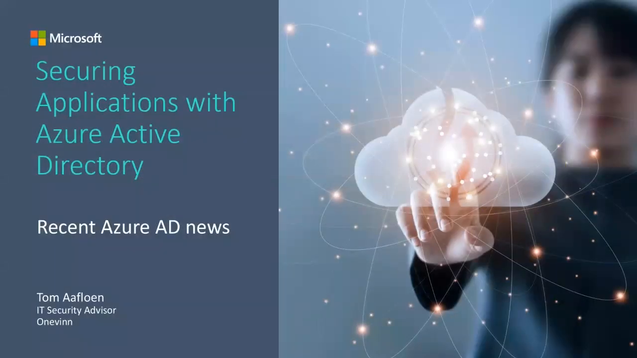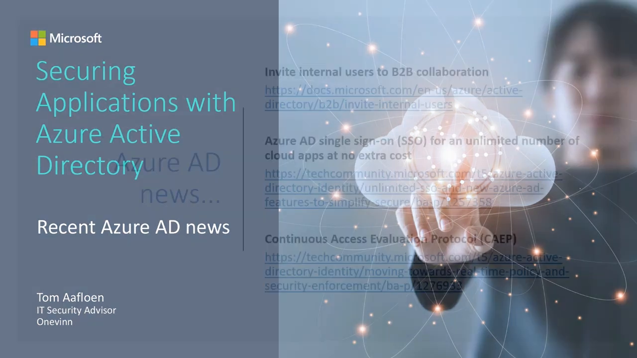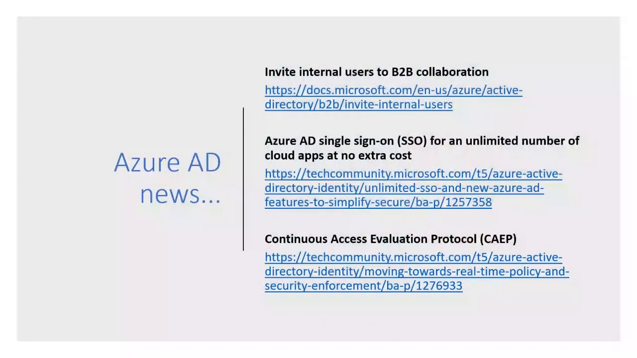There is a lot of things happening in Azure AD. Every week or at least month, there's a lot of new things happening. New features, improved features, and so on. It's a lot of things to keep up with. So if you looked at Azure AD a year ago, look what happened, because a lot of things are happening. And I just picked 3 of the latest news that I think are most interesting. The first one is that you can invite internal users to B2B collaboration.